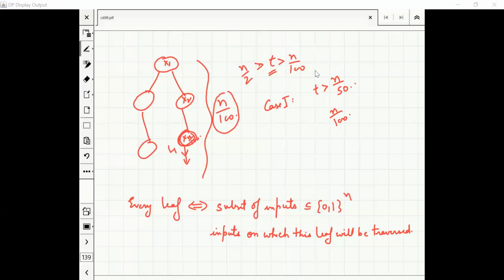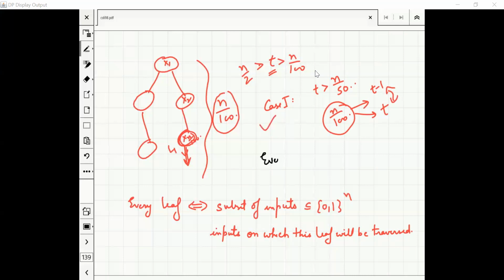Now, these n by 100 ones can be extended to inputs of Hamming weight t minus 1 and inputs of Hamming weight t. And by simple calculation, you will see that this ratio is a constant. Number of inputs which can be made to t minus 1 and number of inputs which can be made to t. And either one of them, I will answer incorrect. That means at every node, I will fail with constant probability. This will deal with case 1.